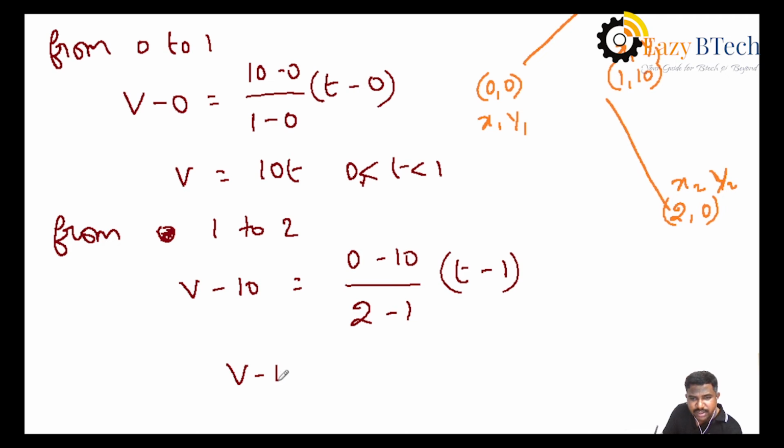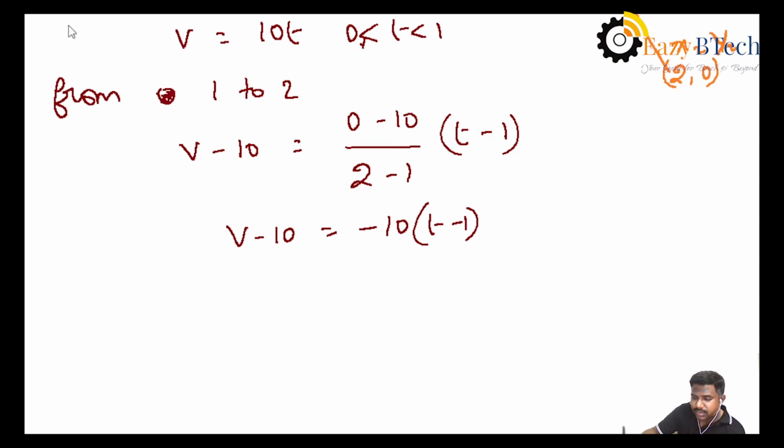Then simplify the equation here. v minus 10 equals minus 10 by 2 minus 1, that is minus 10 into t minus 1. Simplify the equation. That is v equal to 10 minus 10t, minus 2, plus 10.